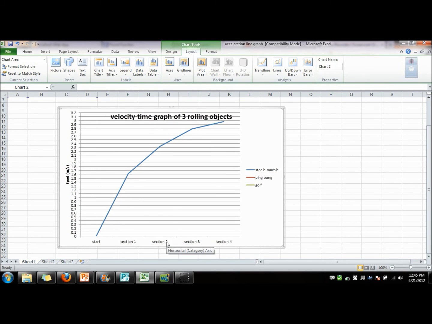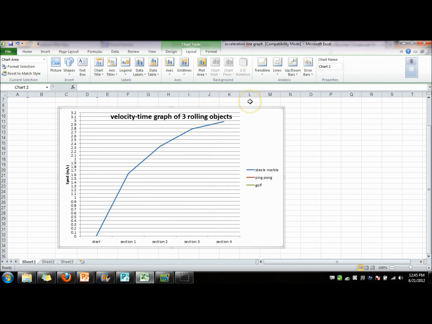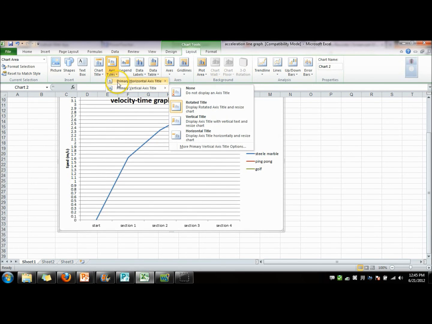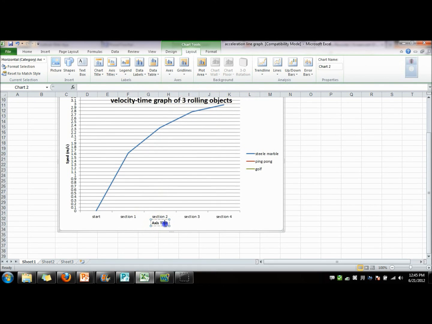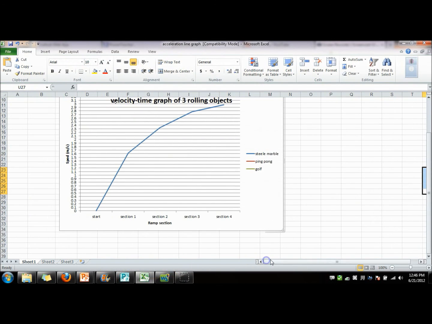Down here, we need another axis title for our horizontal axis, and choose show left to right. Let's try that again. Title below axis, sorry. And this is ramp section. We already have our key in color and we have our title, and that's all we need.